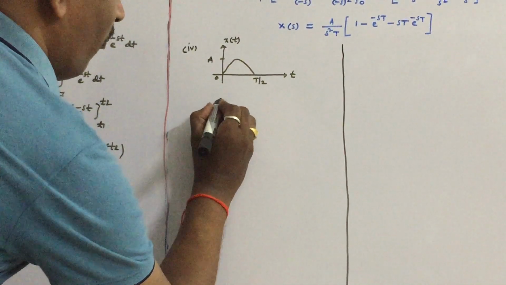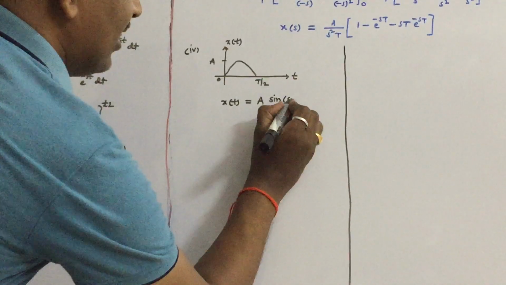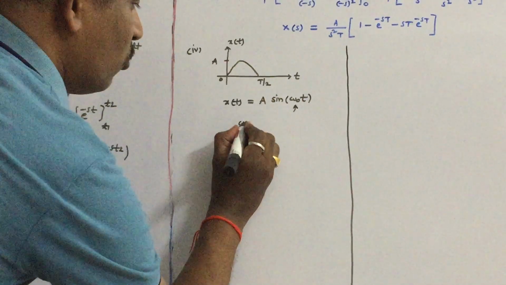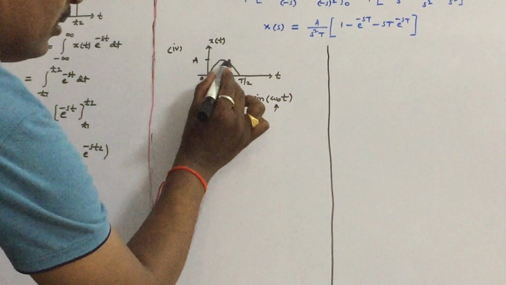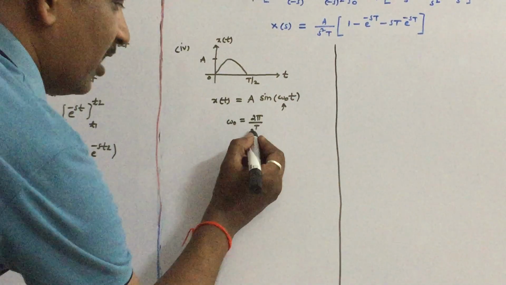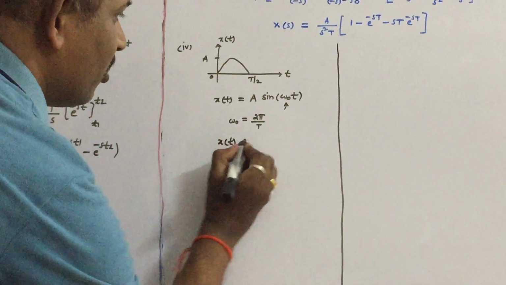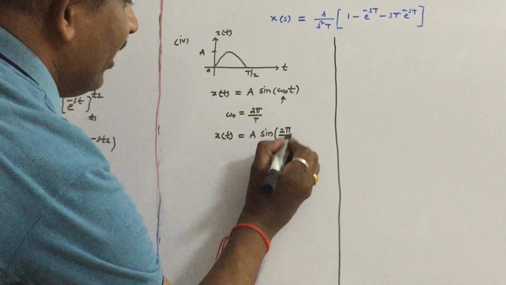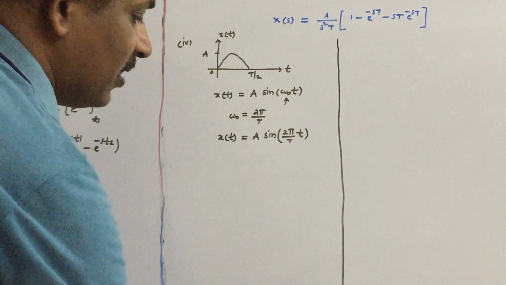For this, what is x of t? First write the amplitude A, sine, the general format omega 0 t. But what is omega 0? Omega 0 is 2 pi f, that is 2 pi by capital T. You can see that the full cycle is extending up to T, so the time period is capital T. Substituting omega 0 equal to 2 pi by capital T, x of t is equal to A into sine of 2 pi by capital T into t. So this is the equation of this sine pulse.